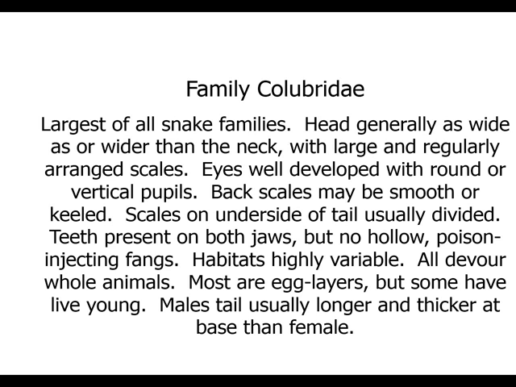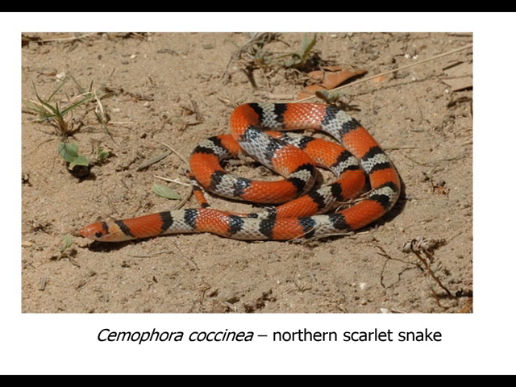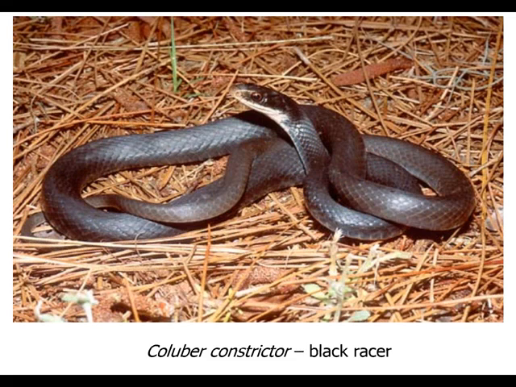And I'm just going to show you a few pictures here of some of the colubrids that we have. This is the worm snake, one of the small burrowing snakes. The northern scarlet snake, one of several coral snake mimics that we have. In this one, notice that you've got these red saddles that are bordered with black. That's the pattern in the non-venomous mimics.